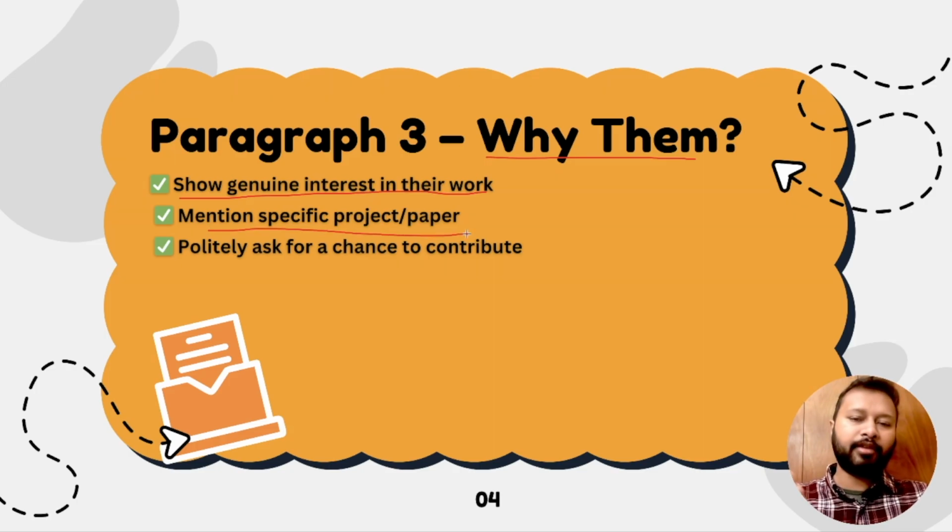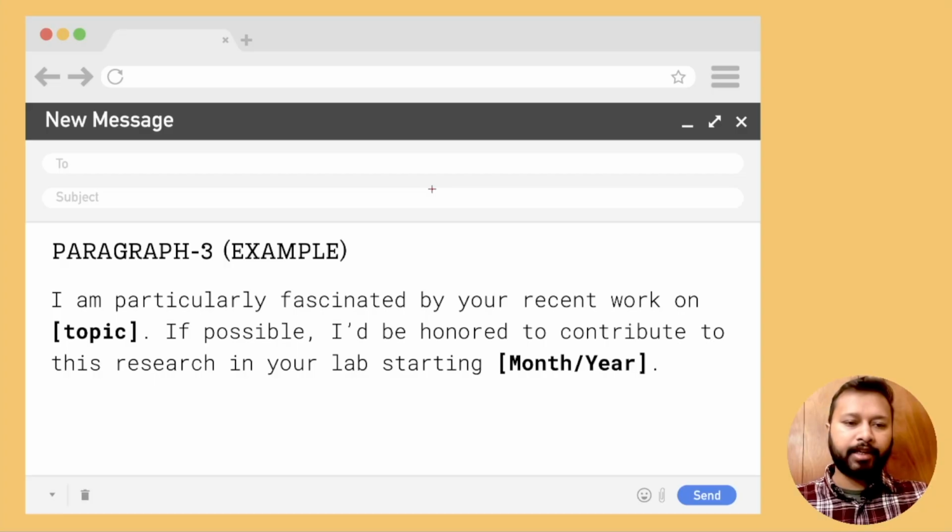As I said, the last part of the previous paper is basically the part of the third paragraph, or as I said, you can consider this as an extended form of the second paragraph. And then you can politely ask for a chance to contribute. Okay, so with these three things, you are now going towards summarizing your email. Okay, let's take an example. So it says, I am particularly fascinated by your recent work on this topic.